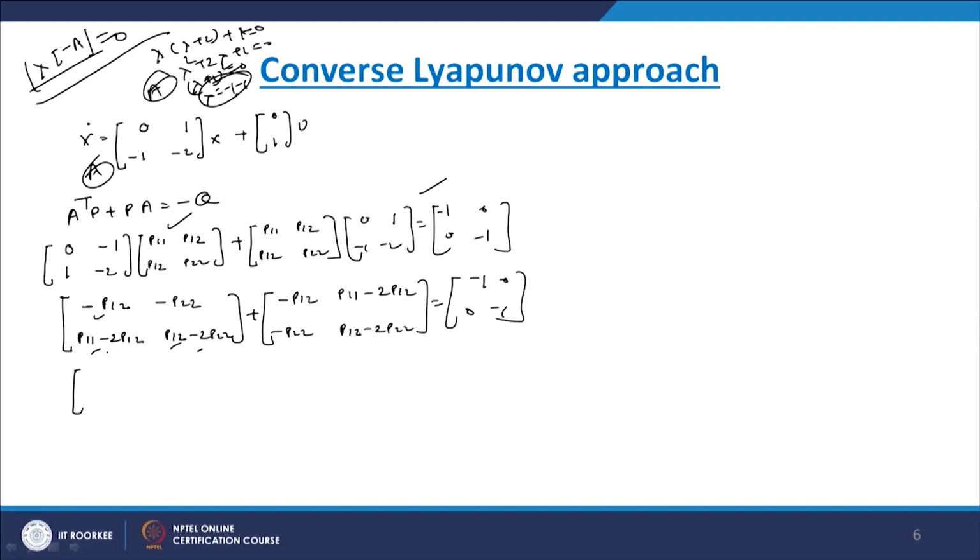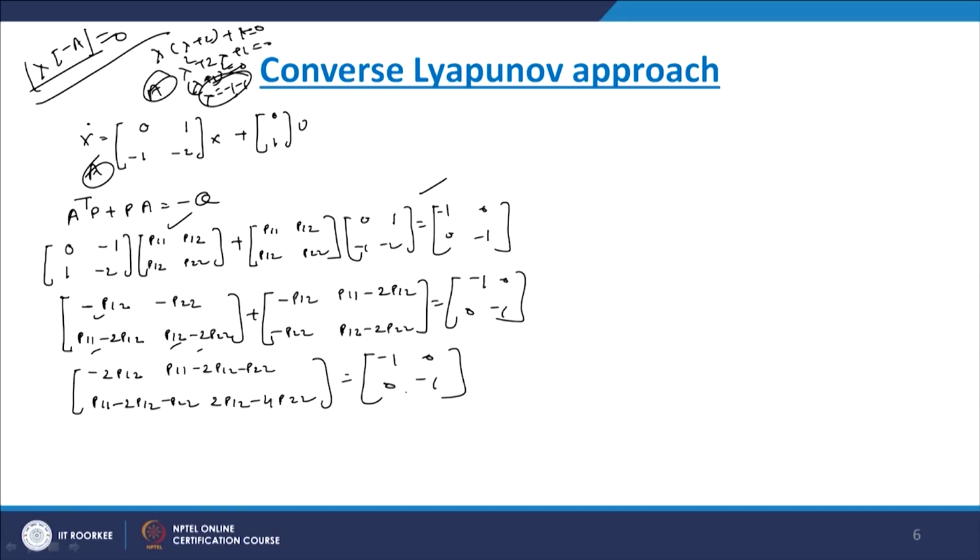we will get minus 2 P12, P11 minus 2 P12 minus P22, then here P11 minus 2 P12 minus P22, and here we will get 2 P12 minus 4 P22, and here we will get again the same, minus 1 0 0 minus 1. That is what we have done.